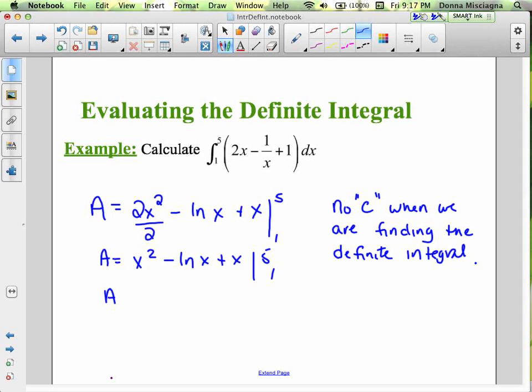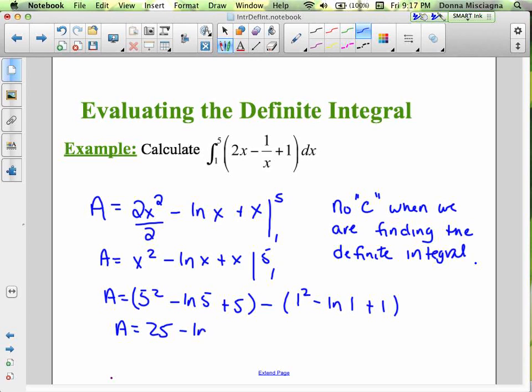Now we're going to plug in. So we have 5 squared minus natural log of 5 plus 5. And then don't forget your parentheses because you're subtracting all of this: 1 squared minus natural log of 1 plus 1. So 5 squared would be 25 minus natural log of 5 plus 5. And then in the parentheses, natural log of 1 is 0, right? Because e to what power is 1? Well, that'd be e to the 0.